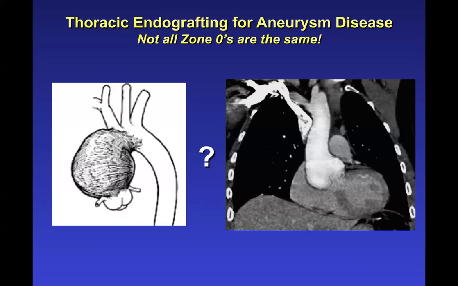And I put this slide up to illustrate the fact that not all zone zeros are the same. On the left-hand side, you've got a pretty bulbous ascending aortic aneurysm, but this isn't the only thing we see in the first part of the aorta.